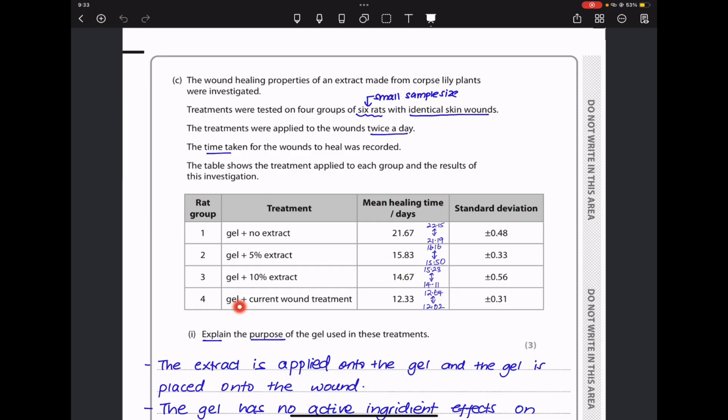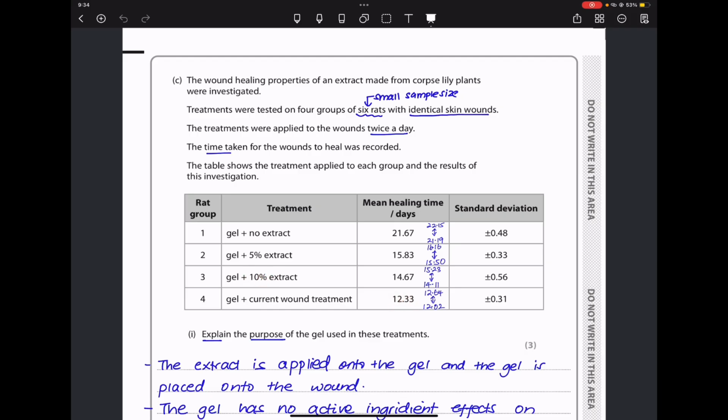In number 4, we see gel plus current wound treatment. The current wound treatment had the shortest time for healing to occur. However, we do not know the concentration here, so it could be 50% of the extract and it has better results, but yet this is just 10%.